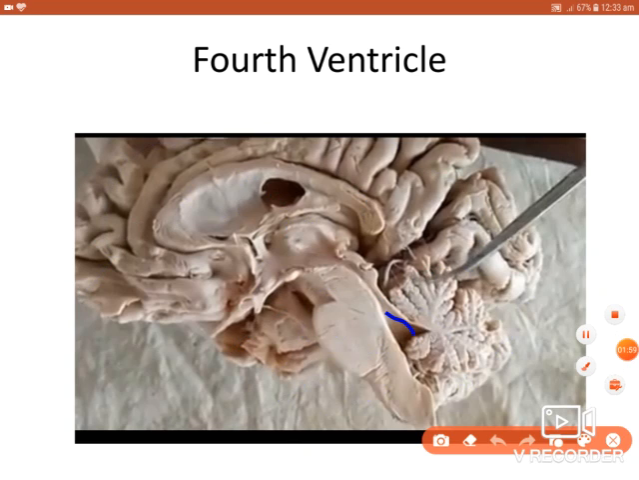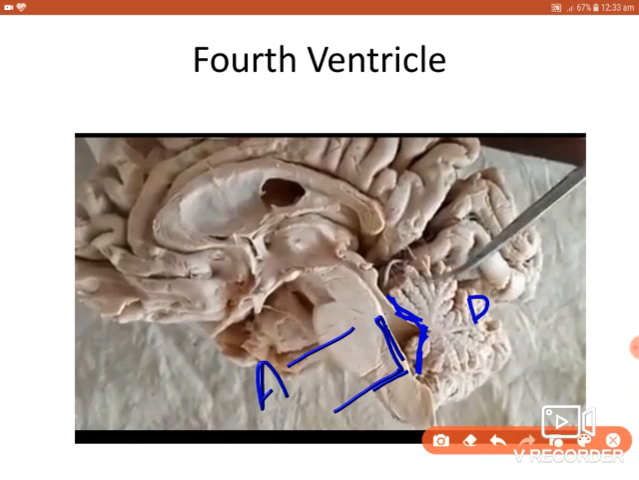So this is the fourth ventricle. Anteriorly there is the pons and this medulla, upper part of the medulla. This area forms the floor. Posteriorly, you can see here, this is the superior medullary velum. Here we'll get the inferior medullary velum. This area forms the roof of the fourth ventricle.